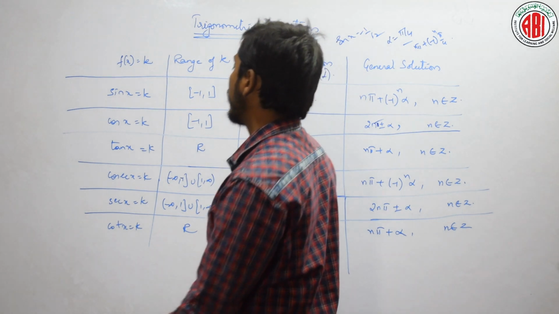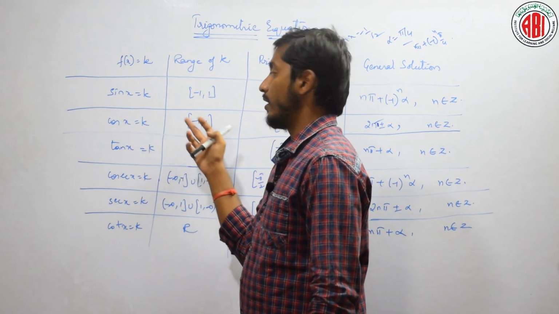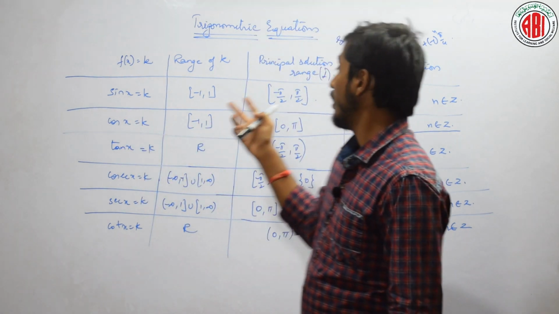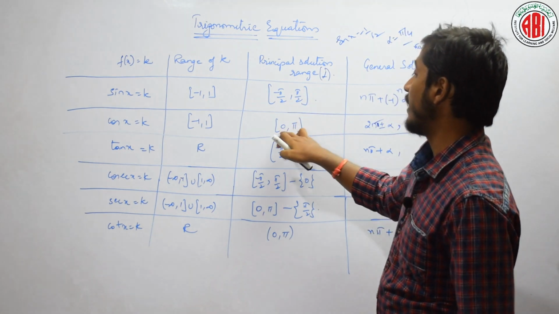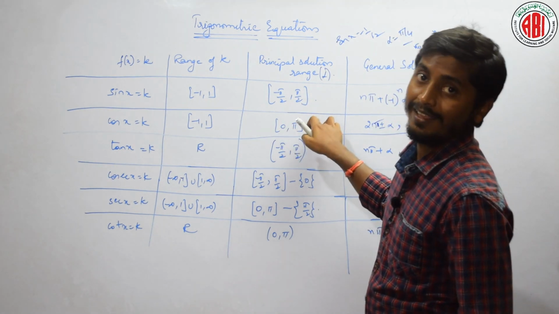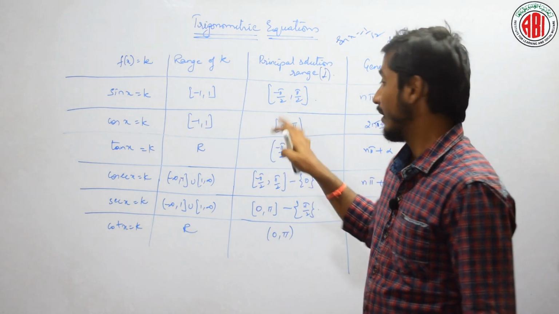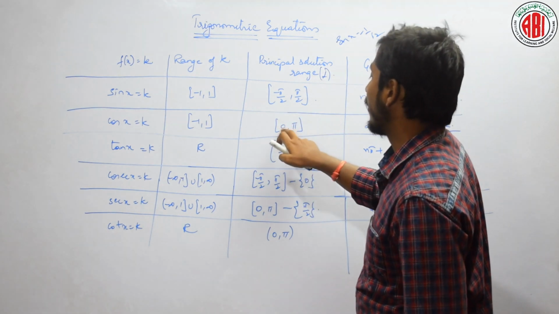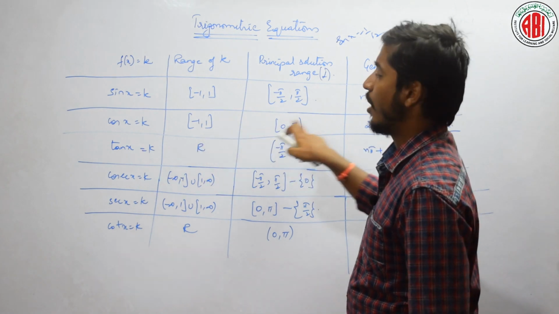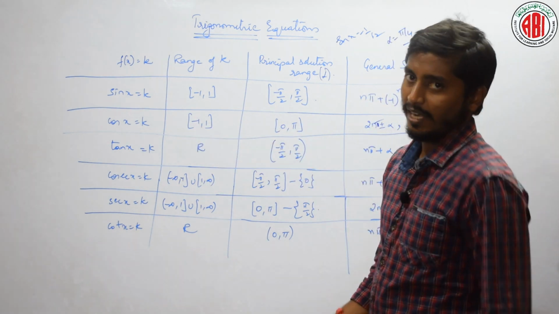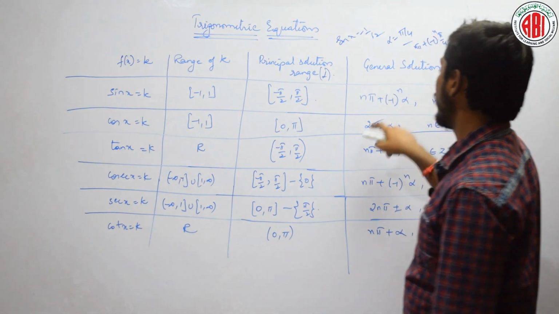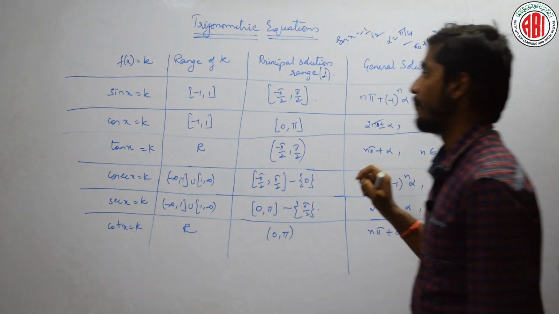Similarly, cos x is equal to k, it will also have the same range, and the principal solution always lies between 0 and pi. Hope you know this range. That is how cos 0 is 1, cos pi is minus 1. See here, the general solution is 2n pi plus or minus alpha.